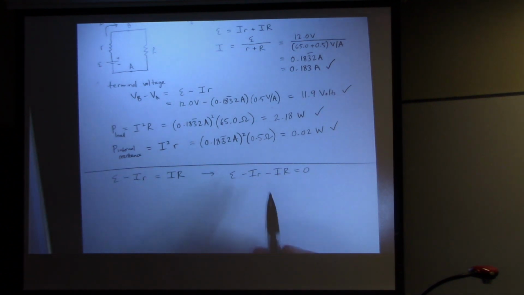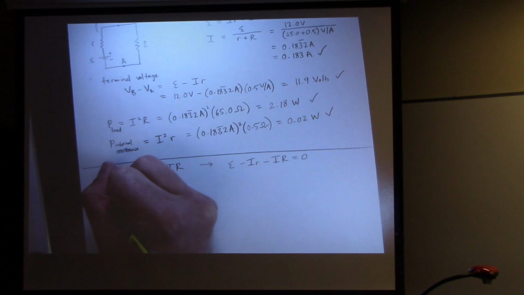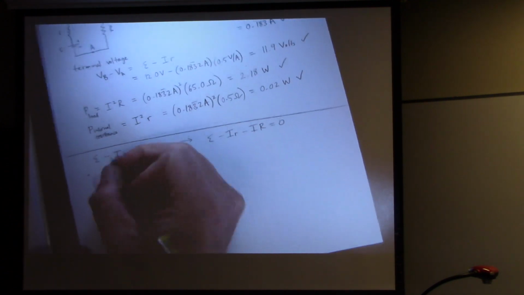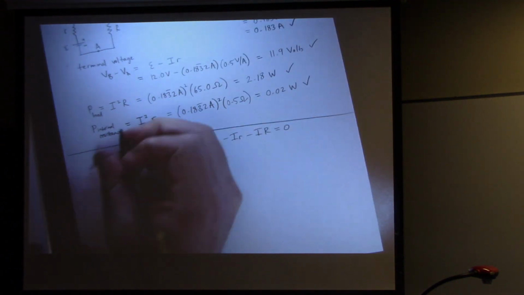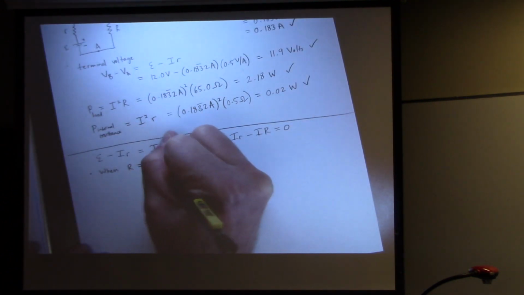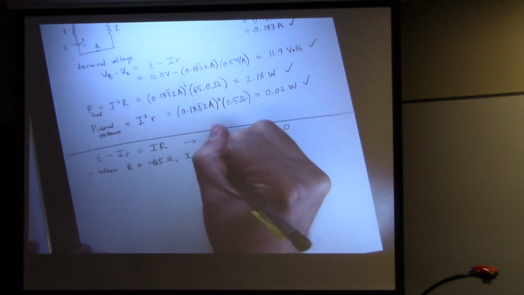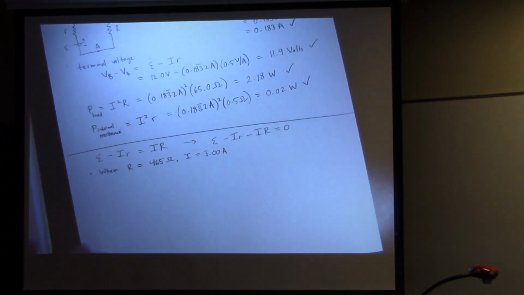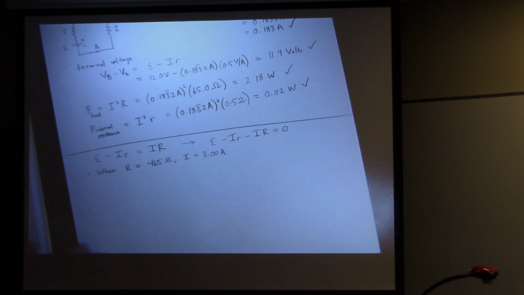So if you think about it, we have two unknown quantities, epsilon and little r, the EMF and the internal resistance of the battery, which means we're going to need to generate two different equations. Well, the way we're going to generate these two equations is based on the data we were given. So we were told that when the load resistance, when big R, is equal to 465 ohms, the current flowing in the circuit is equal to 3.00 amps. So we can actually plug these numbers into the formula that we have here.